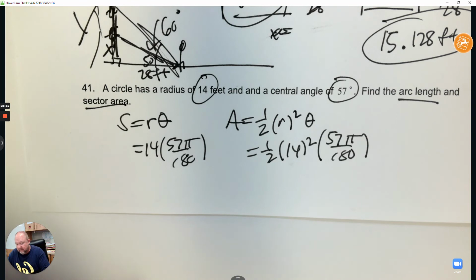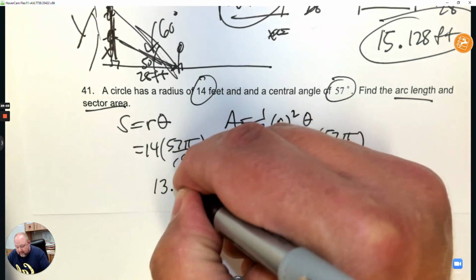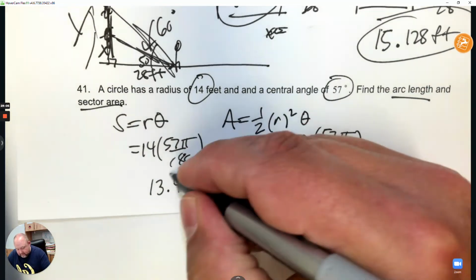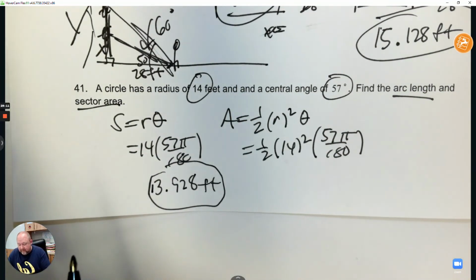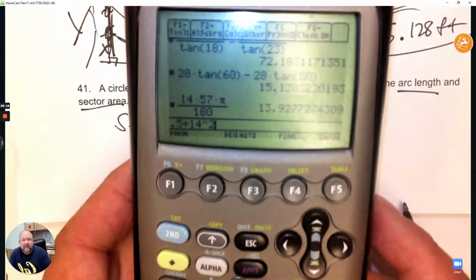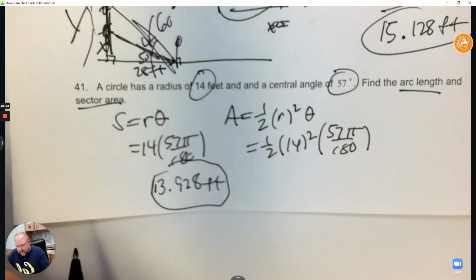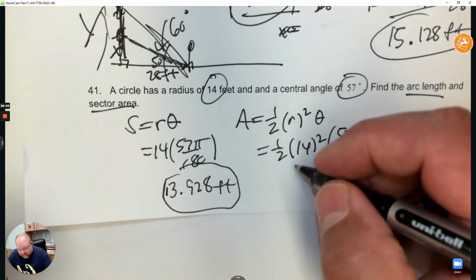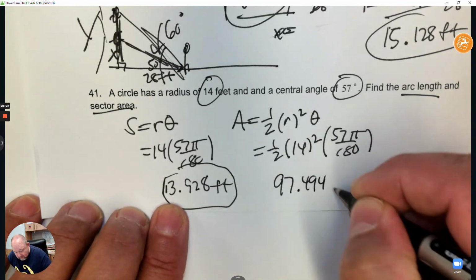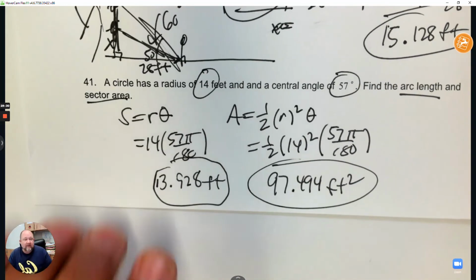And this is it. So 14 times 57 pi divided by 180. I got 13.928 when you round. That's in feet. The second one, I use 0.5. So I go 0.5 times 14, then I don't have to worry about a fraction. So I go 0.5 times 14 squared times 57 pi divided by 180. And I get 97.494. Because it's area, the sector area, that's going to be feet squared.